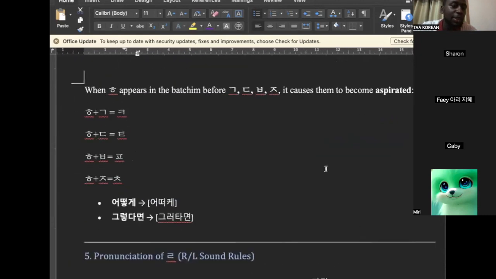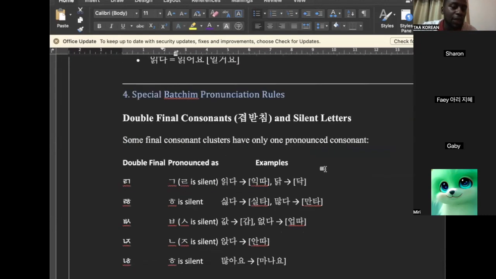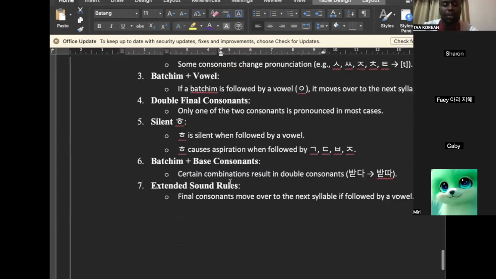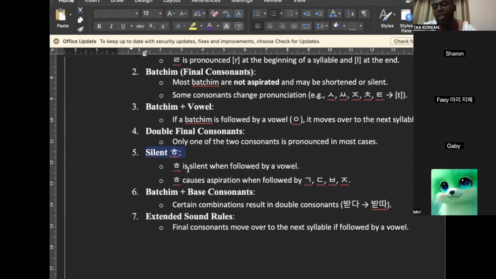Like here, what is this? To keep it simple, this one just says, if you have two double consonants, like in the case of Victor, you only pronounce one of them. Like if it's a G, you only pronounce the G. You pronounce the one that takes priority. And then H is silent in very many instances. Why? It's the very last letter in the Korean consonant list. So it's very weak. And H causes aspiration when followed by G, D, P, and J.